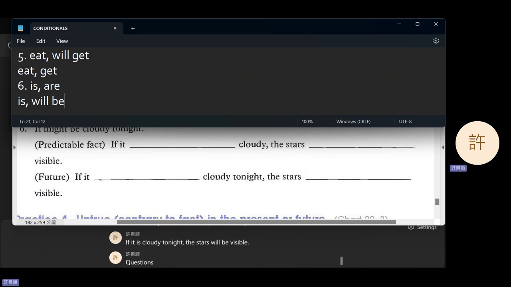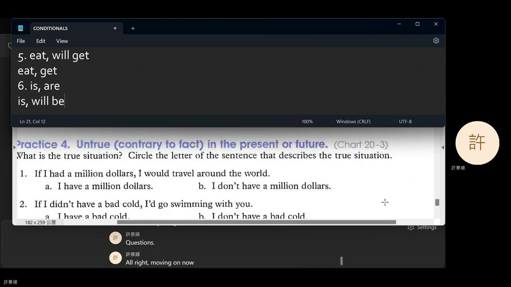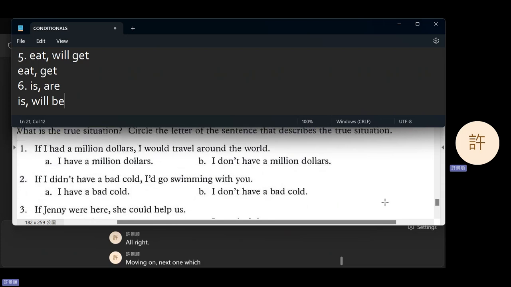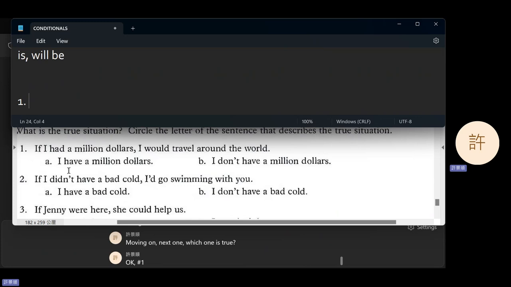Questions? All right, moving on. Next one. Which one is true? Okay, number one. If I had $1 million, I would travel around the world. So does this person have $1 million? No. Answer is B. Number two, if I didn't have a bad cold, I would go swimming with you. So does this person have a bad cold? Yes. So the answer is A.